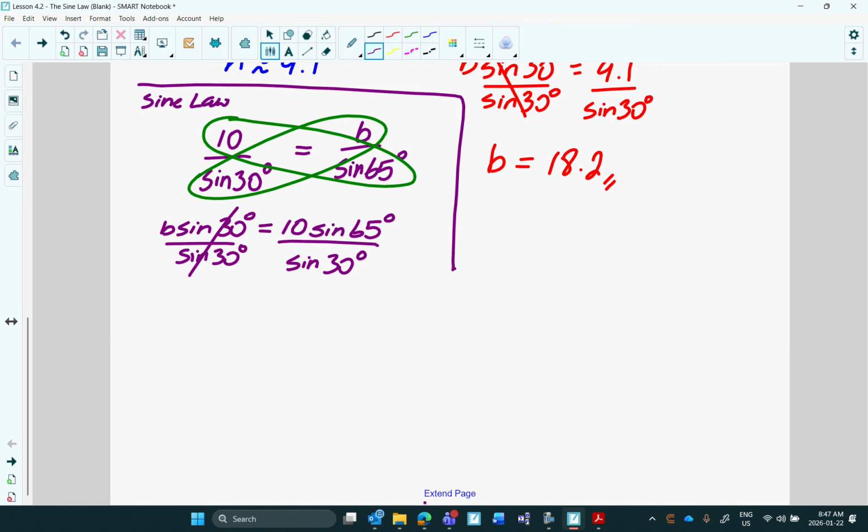So how am I going to find b? I'm going to do this big calculation on my calculator. When you do the 10 times sine of 65, get that answer and divide it by sine 30, you should get 18.2.